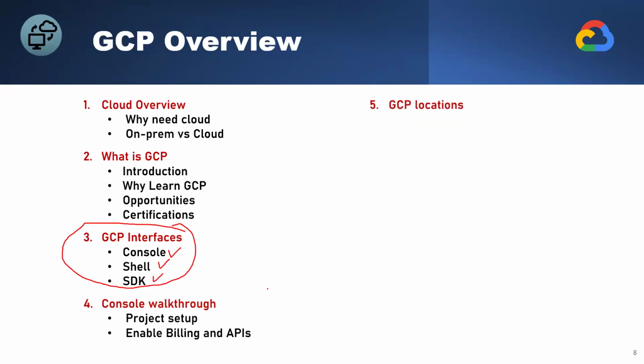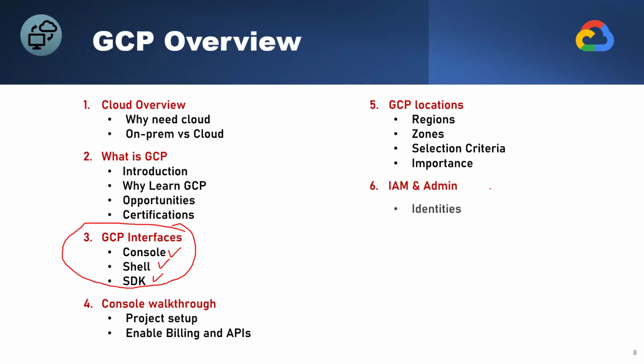And GCP locations: if I want to create a solution in GCP, we need to select the location properly. So in a GCP location, we need to understand what regions are, what zones are, and what the selection criteria and importance are. Similarly, in Google Cloud Platform, we need to understand IAM and admin, which is a security point of view to control access to the data and users. So we need to worry about what identities are, what roles are, and what policy is, how to assign a role to a user, and what the resource hierarchy is.